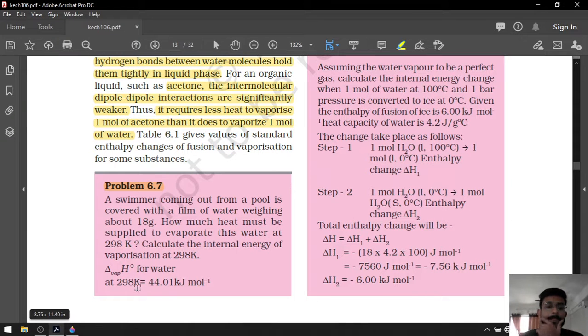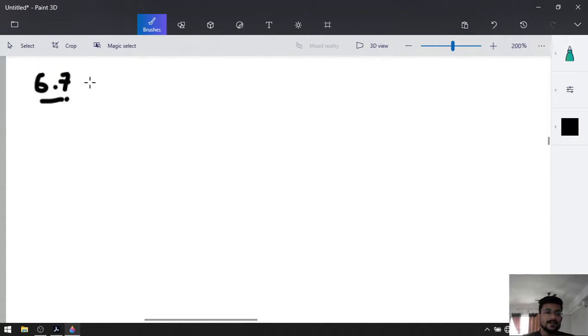Okay, look at the question. A swimmer coming out of the pool is covered with a film of water weighing about 18 gram. So they have given us the mass of water. So mass of water is equal to 18 gram. Now find out the mole of water, because mass will not be useful for us.